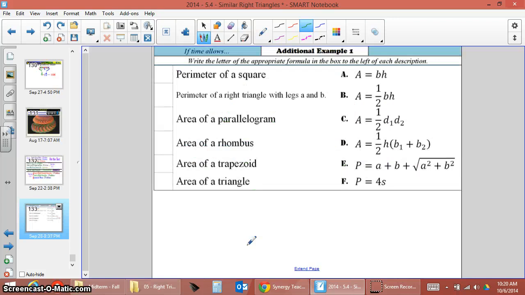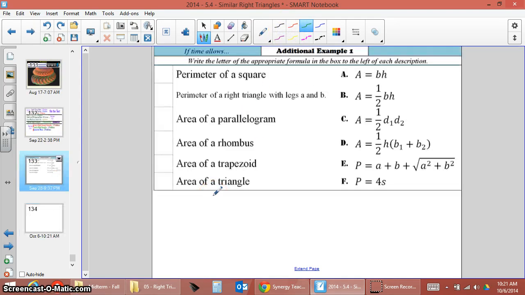So let's look here at this next slide, the perimeter of a square. This is some good stuff you'll need to know. For the perimeter of a square, you're going to have to line up. I don't know why it's not writing anymore. I think I broke it. Yeah, I broke it. All right.